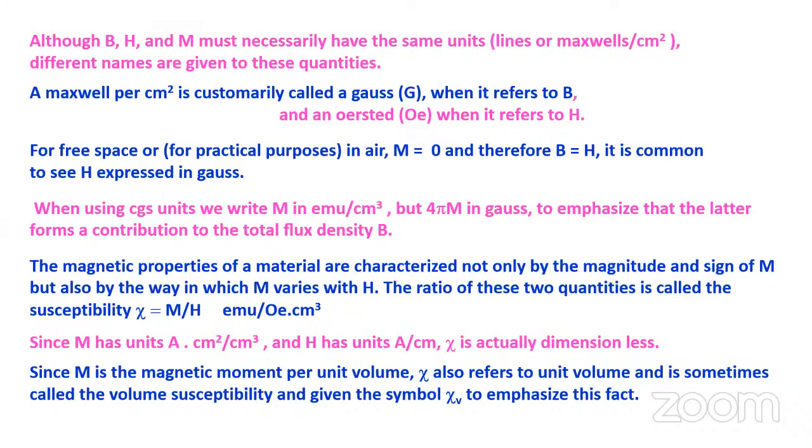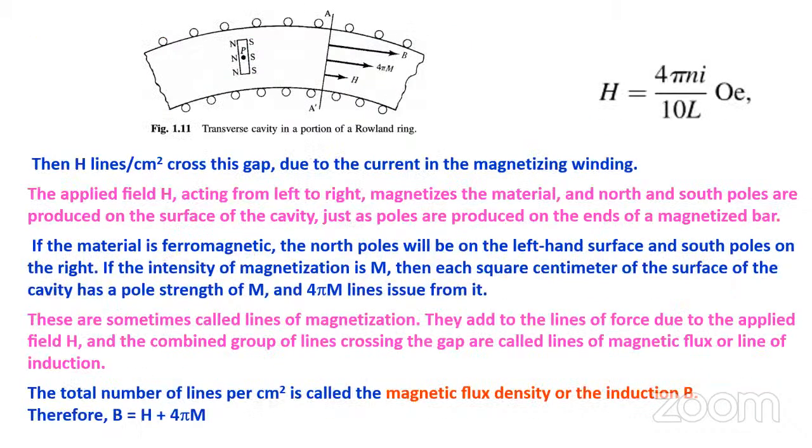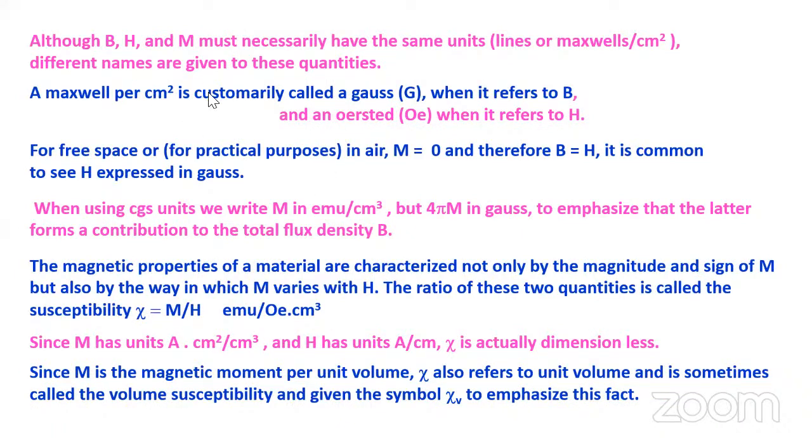Here I will be talking about the most frequently used units, gauss and oersted, as far as magnetization is concerned. A Maxwell, or single line per centimeter square, is usually designated as a gauss when it refers to B. B means the induced magnetization or magnetic flux density, expressed as B is equal to H plus 4 pi M. When you use B as a term, it is designated as a gauss, and these are CGS units. It is written as the oersted when you refer to H, the intensity of magnetic field.